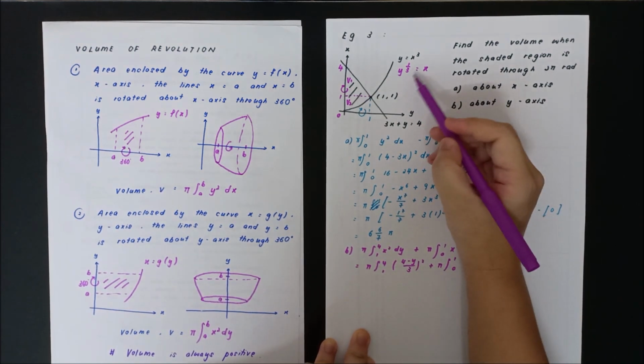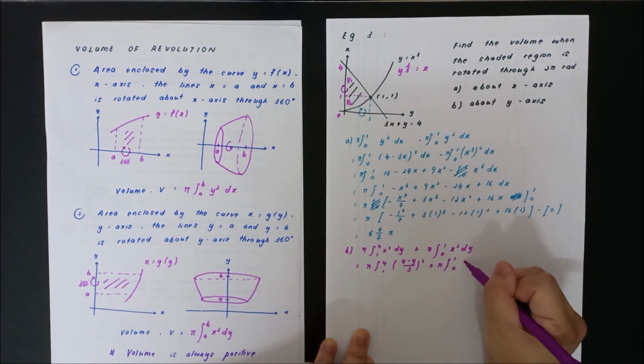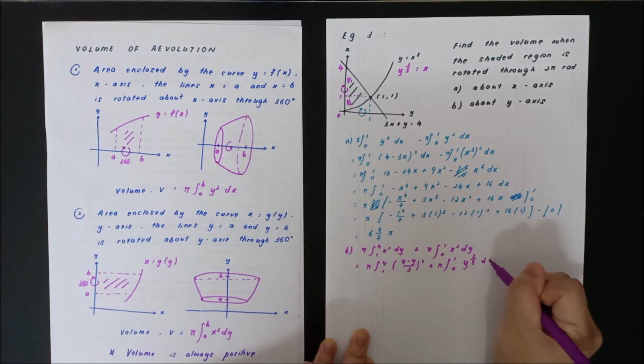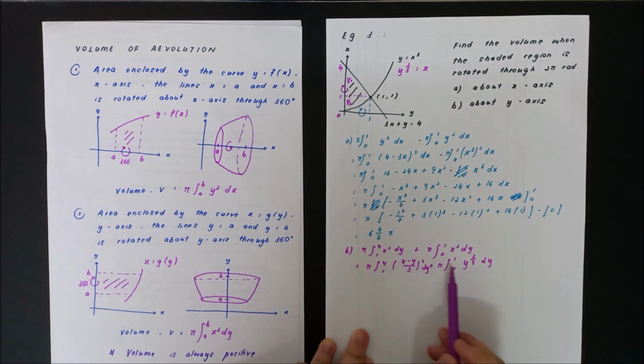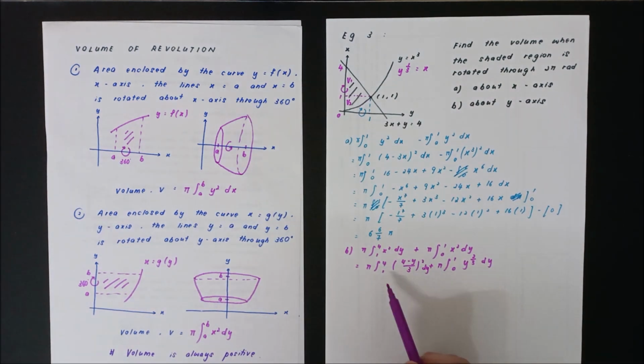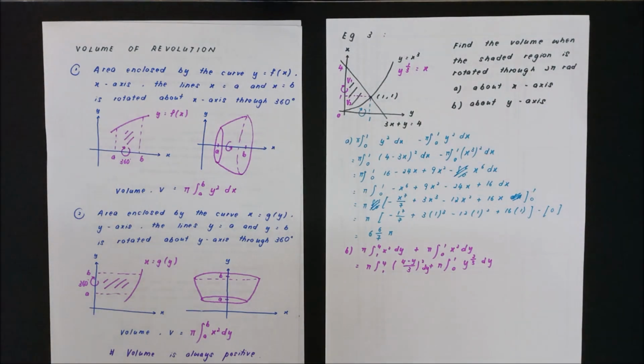So x squared, meaning that x equals y^(1/3). So when we change to x squared, then it's going to be y^(2/3) dy. What you can realize here is that you actually have two integrals with different limits. One is from 1 to 4, the other one is from 0 to 1. In this case, you can't combine them together because they have different limits, so you need to solve them separately.